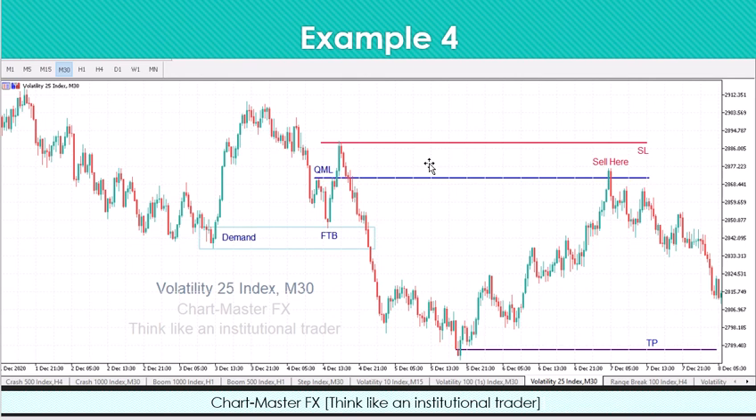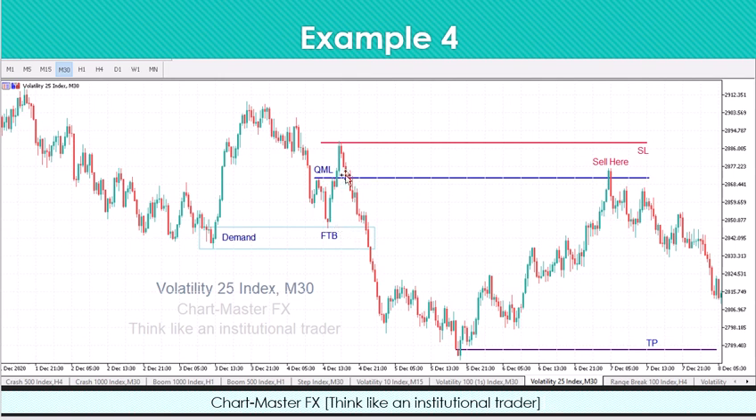So on example number 4, guys, we have our demand here. Once we have our demand here, what happened? And this demand, there was an FTB. The price was able to come to this demand for the first visit. Once we have a first visit, then we know that it actually has met the conditions of the Quasimodo sniper.